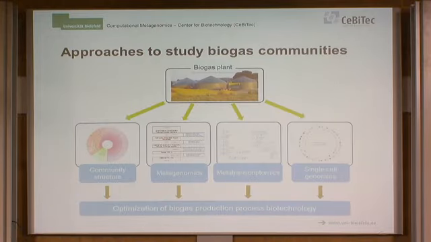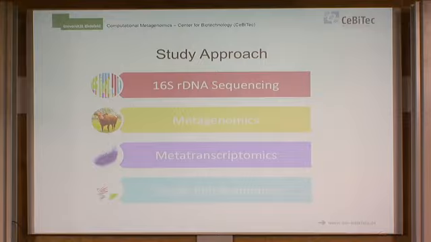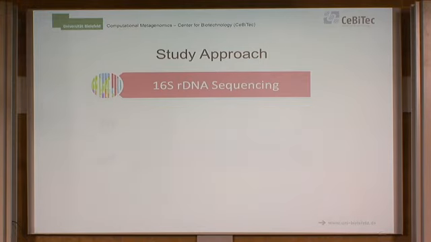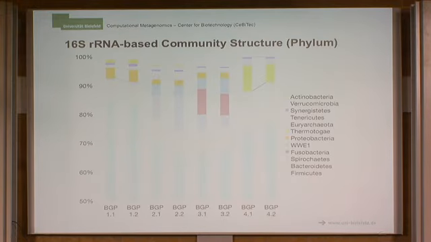So how does the study look? We have 4 different biogas plants. We look at the 16S structure. We do metagenomics, metatranscriptomics, and single cells. Let's look at the 16S first. What we have are technical replicates for each of these 4 digesters. It's a little difficult to see here. And this is the phylum level of the community structure. But you already see some differences between the digesters.